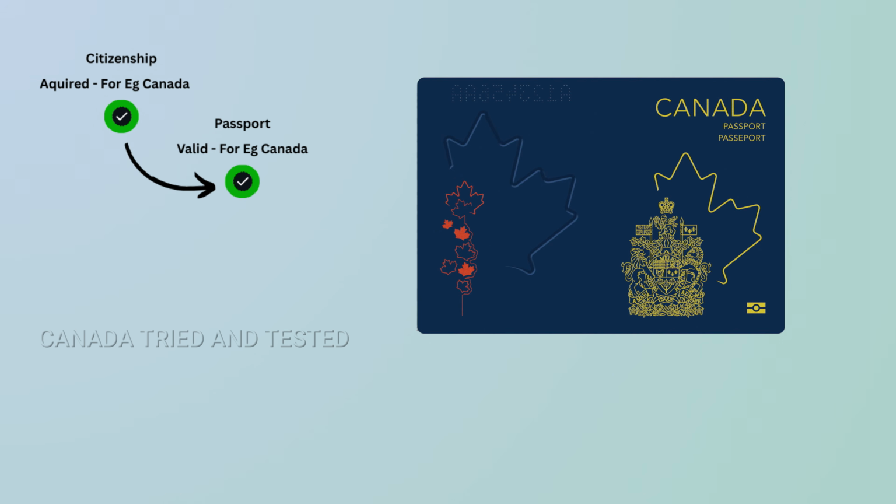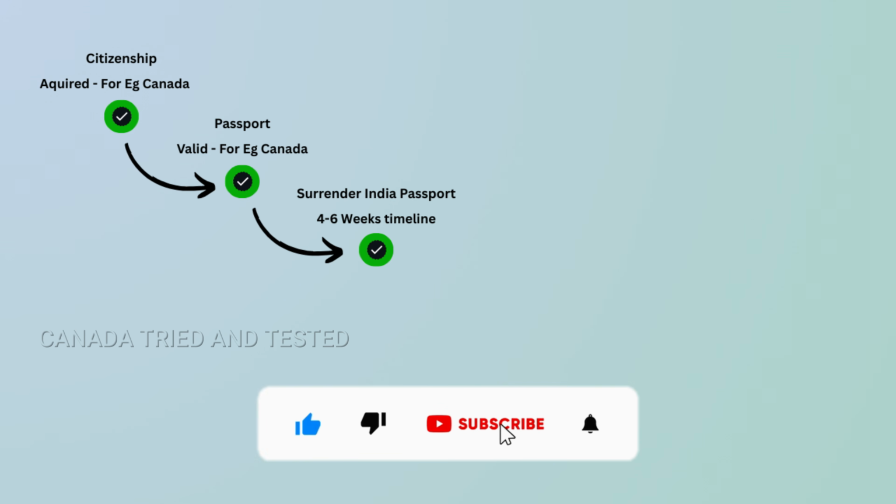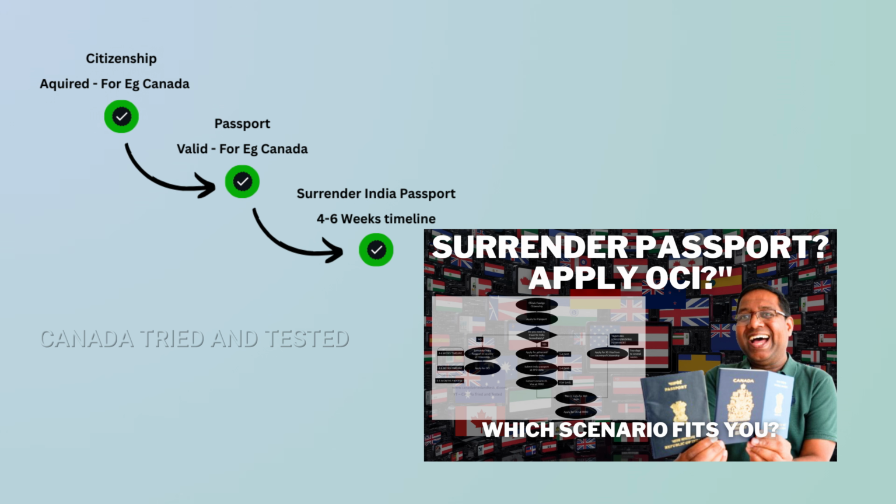Once you have acquired citizenship of any other country, you will be applying for that country's passport. Once you have that in hand, then you go ahead with the surrender of the India passport. In all probability, you will be doing this from the country where you got citizenship. There is a process to do this from India. I also made a video where I have explained various scenarios when you can do this from India and under what circumstances it has to be done. All those details are in that video.